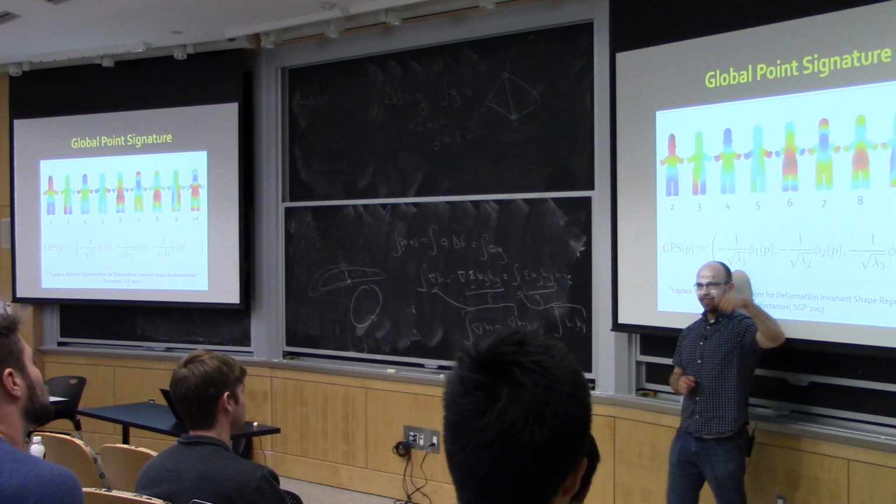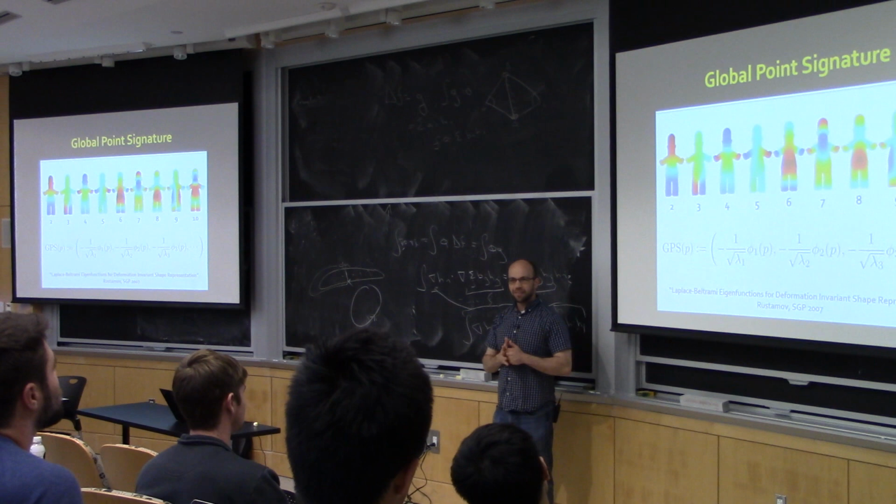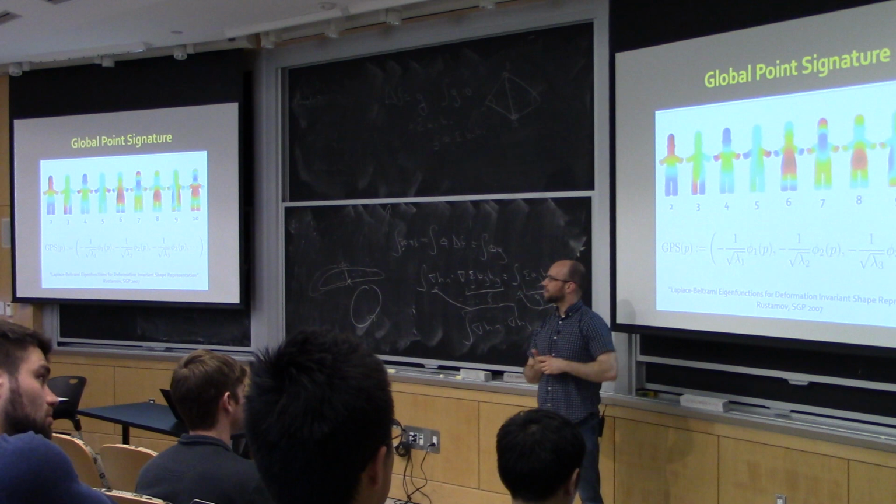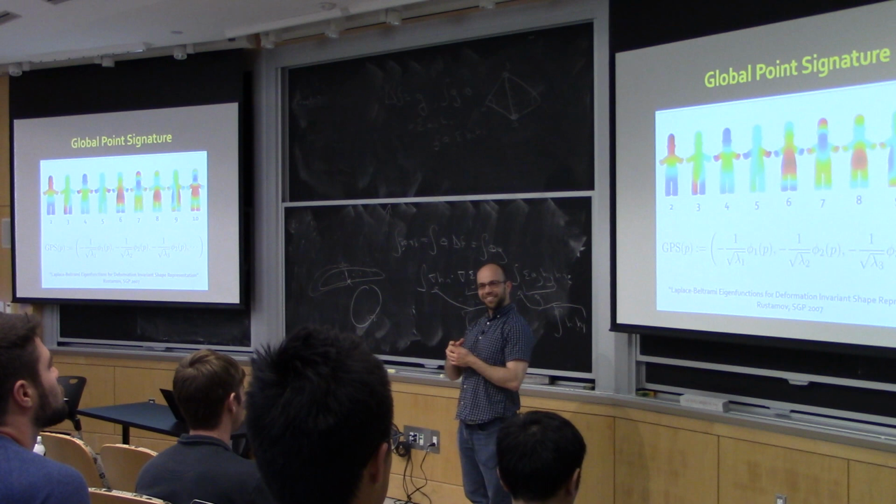In fact, if you get far enough out on the spectrum, you're just seeing discretization artifact, right? Because maybe the frequency of the wiggle is smaller than the average edge length. And so at that point, the finite element method kind of breaks down. Yeah? So it's very typical to take this sequence and just cut it off. Yeah? And so as a descriptor, this is an extremely easy thing to compute, right? What do you do? You construct the Laplacian matrix. You compute its eigenvectors. That's it.